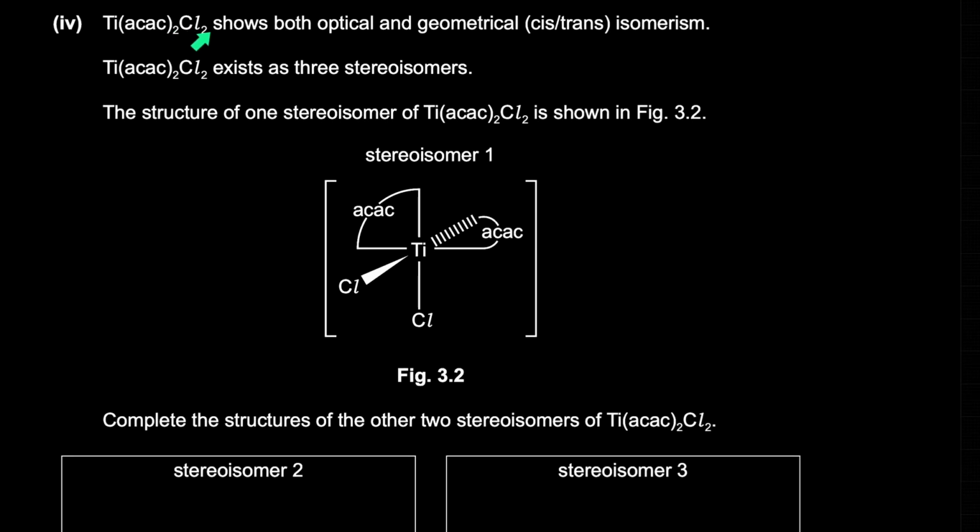This complex ion, this octahedral complex, shows both optical and geometrical or cis-trans isomerism. It exists as 3 stereoisomers. The structure of one stereoisomer is shown in figure 3.2. Complete the structures of the other 2 stereoisomers of this complex. Now the cis isomer shows optical isomerism as well, right? This is the cis isomer shown where the 2 chlorides are 90 degrees from each other.